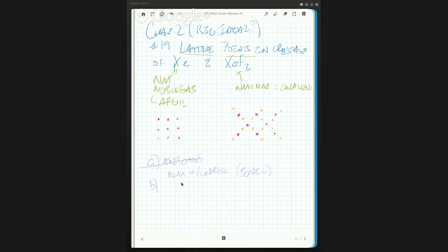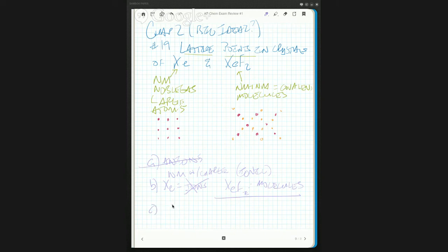Let's look at B. The lattice points in xenon are occupied by ions, while the lattice points in xenon difluoride are occupied by molecules. We could definitely say that yes, these are molecules and these are atoms. But B says that the xenon are ions and that the XeF2 are molecules. So this one is correct, this one, not so much. Ions again. We clearly can't use that one.